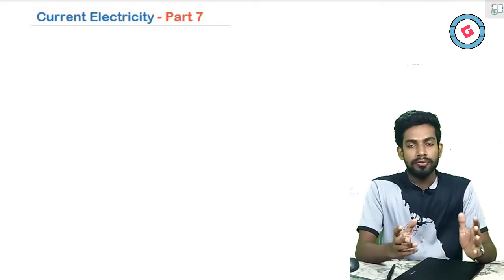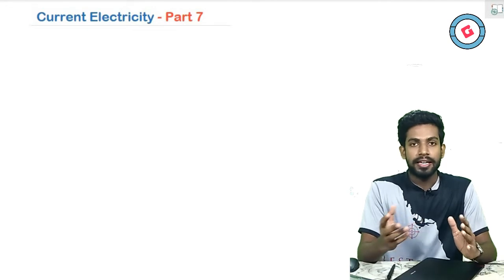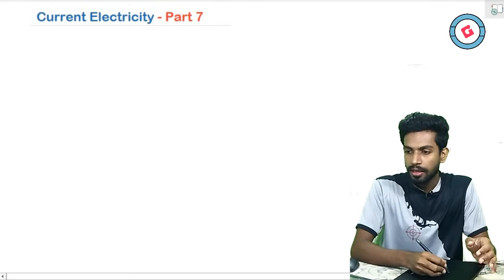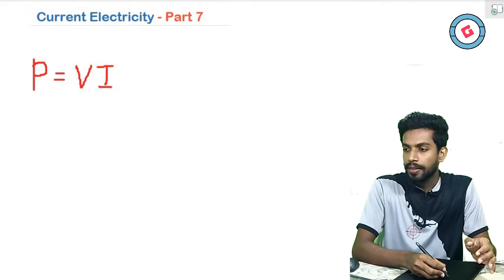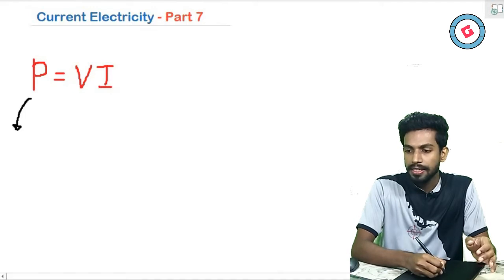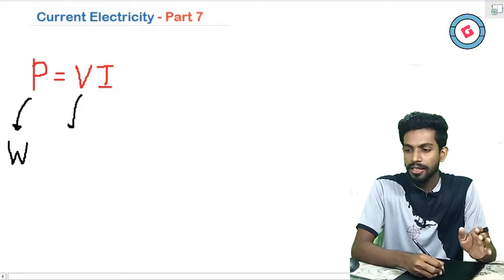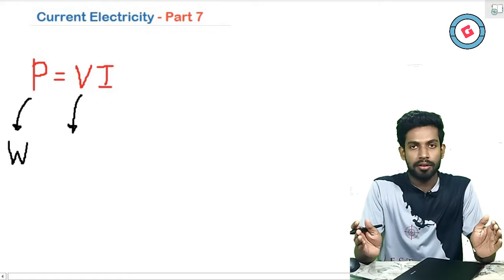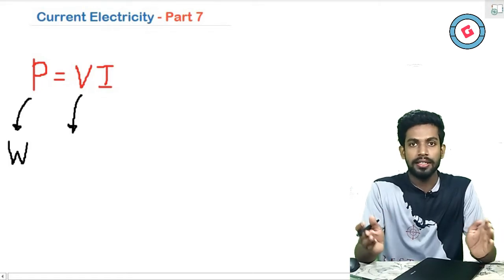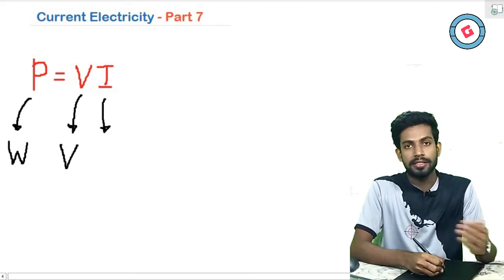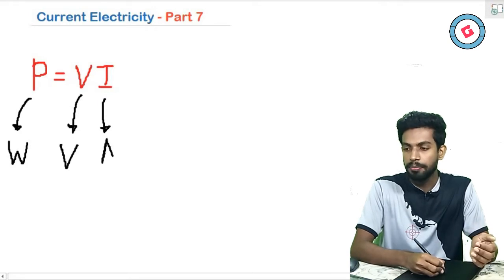So the rate of electric energy dissipation can be found using the equation P equals VI. In this equation, P is the power, which is measured in watts, V is the potential difference across the resistor or the electric device you consider, measured in volts, and I is the current passing through that resistor, measured in amperes.